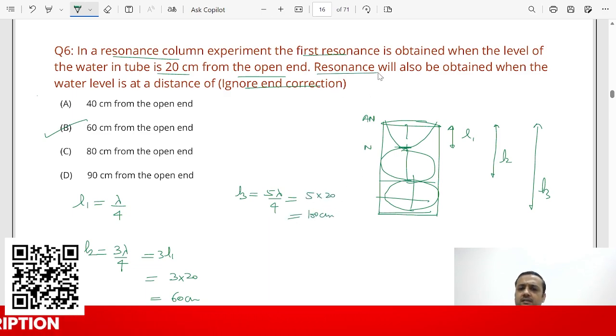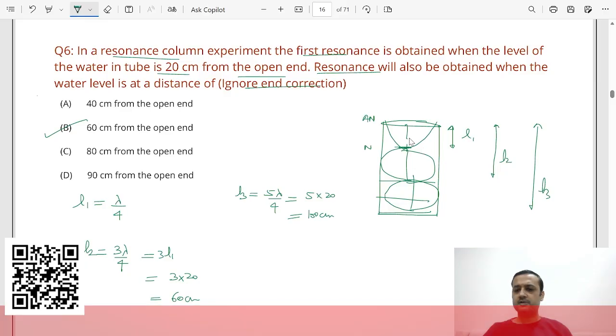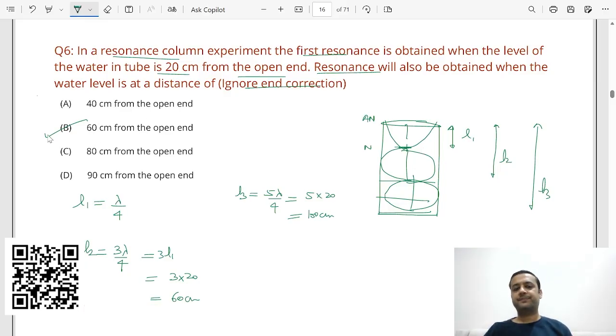So the question is asking about any resonance we can talk about, not just the next resonance. But as I said, the option has 60, so 60 will be our correct answer. And after 60, the next resonance will happen at 100. So after every subsequent 40 centimeters, we will keep on getting resonance. Okay, so I hope you have understood.